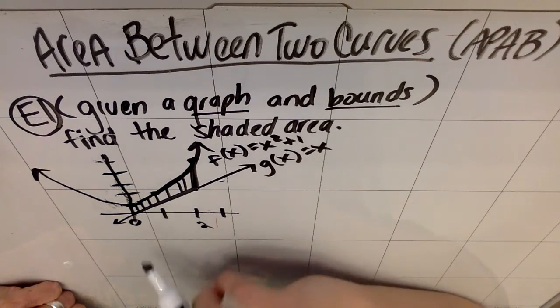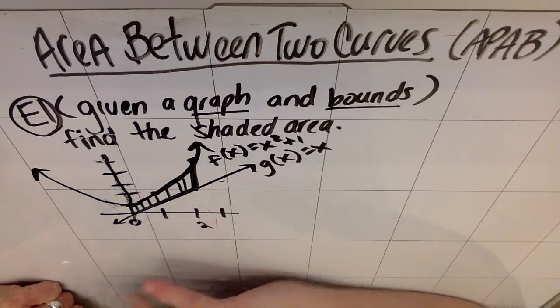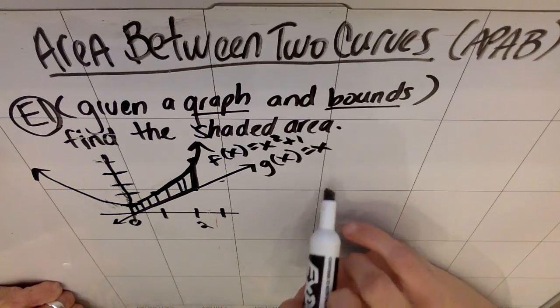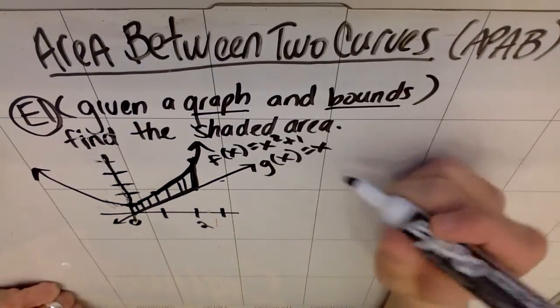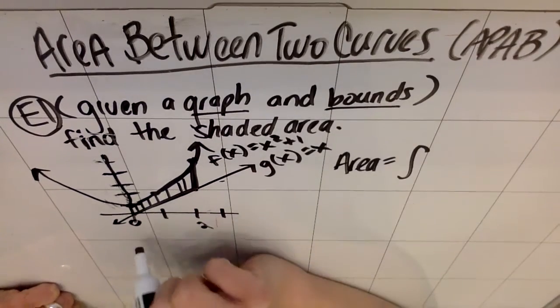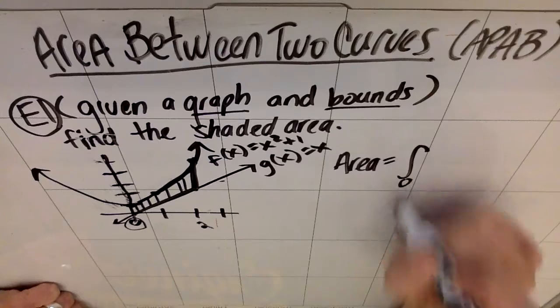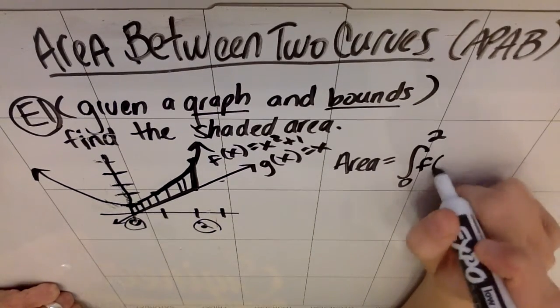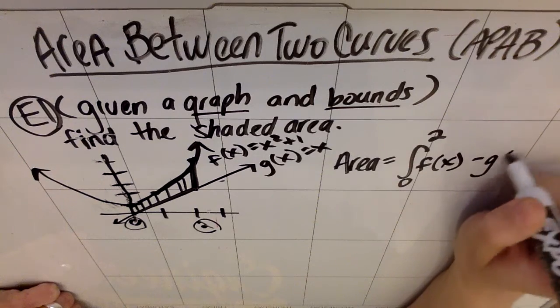I apologize for my terrible graphing and also my messy handwriting. Over the bottom curve, which happens to be g of x equals x, right? So when I set up this integral to find this area, what I want to do is integrate from the first bound, which is 0, to the second bound, which is 2, of the top curve, which is f of x, minus the bottom curve, which is g of x.